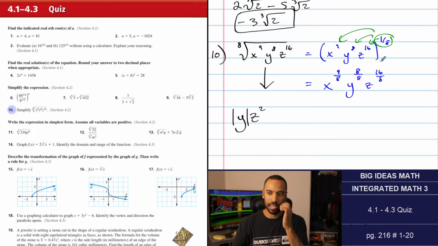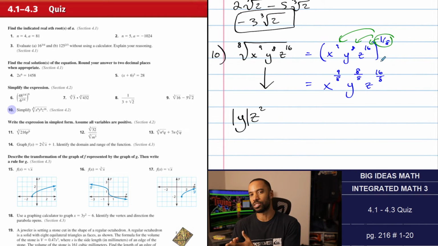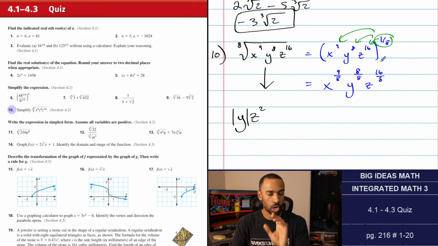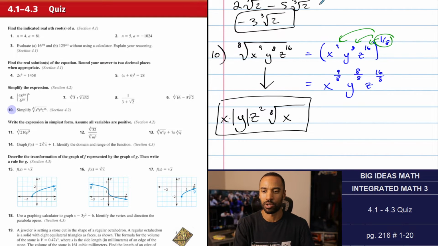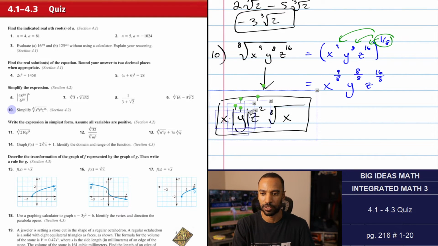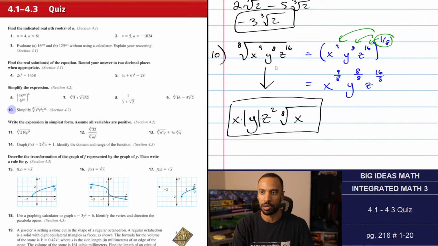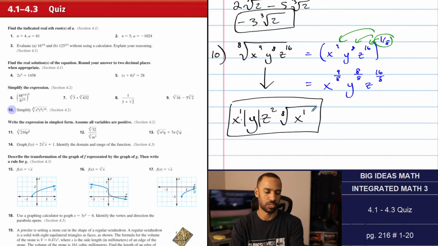Now x is an interesting one here because 9 can't divide by 8 perfectly. 8 can go into 9 once. So an entire x can come out of here, just like the y and the z squared. But one remainder of x stays inside of that 8th root radical because it never came out. This would actually be the final answer of this. So when you divide, your quotient comes on the outside, meaning 9 divided by 8 is 1, with a remainder of 1. The remainder stays on the inside there.